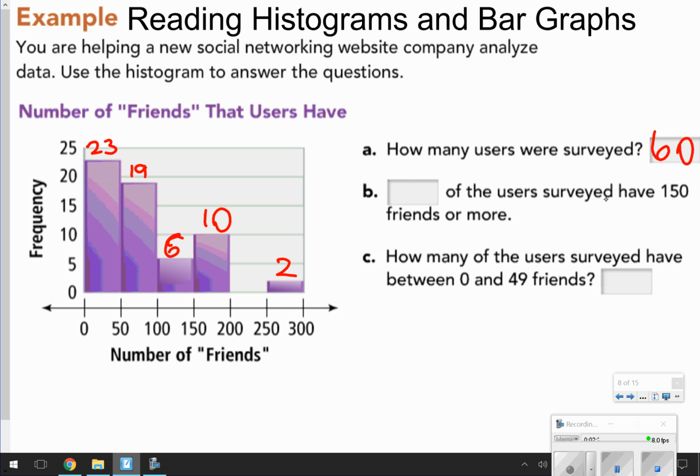How many of the users surveyed have 150 friends or more? Here's 150, so you just count 150 or more. That would be 10 and 2, which is 12. How many of the users surveyed have between 0 and 49 friends? That would be 23.